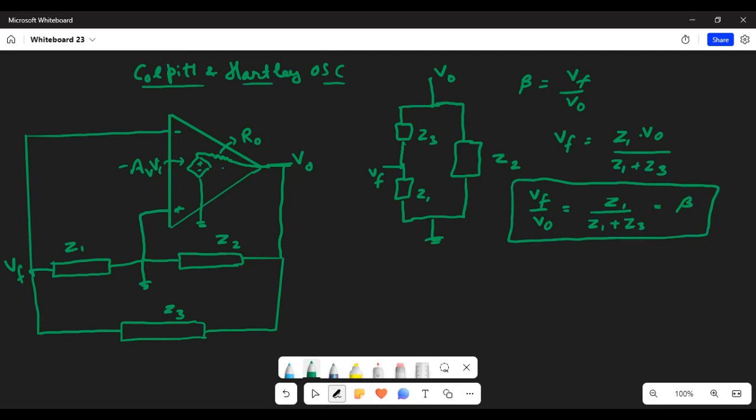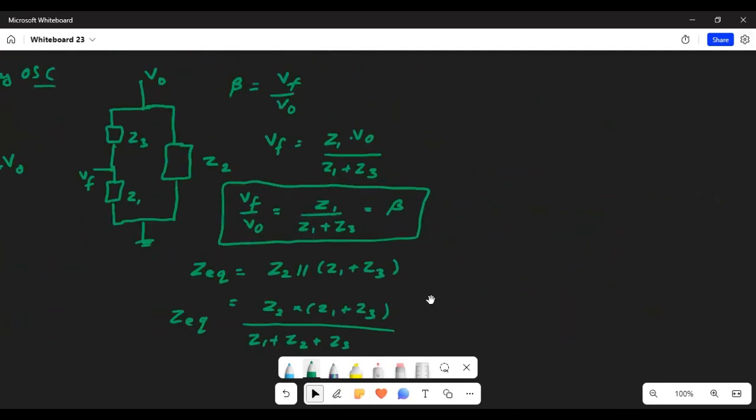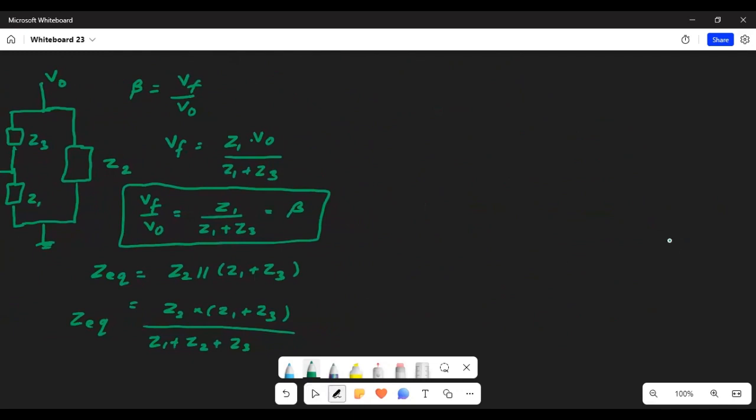Now, from this frequency selective network, the equivalent impedance will be Z2 in parallel with Z1 plus Z3, which is equal to Z2 multiplied with Z1 plus Z3, upon Z1 plus Z2 plus Z3. This is Z equivalent, Z EQ.